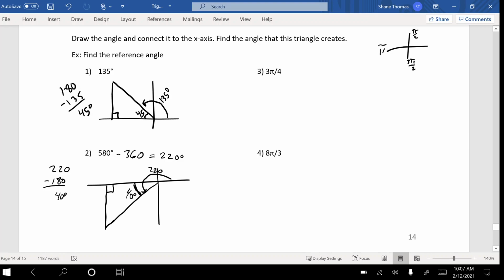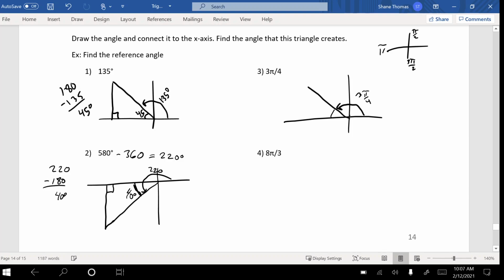You have 1, 1.5, right? These are my quadrants, quadrant angles. 3/4 is between 1/2 and 1, right? So this is going to be quadrant 2. Okay, it'll be out here somewhere. That angle is 3 pi over 4.